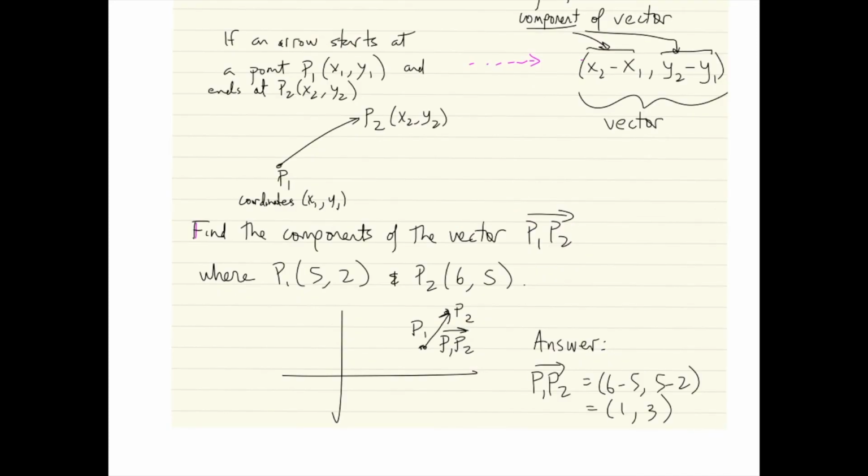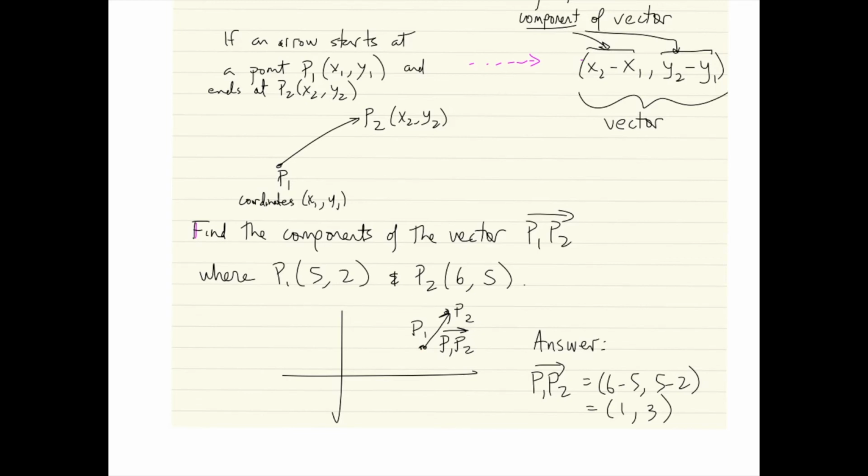Find the components of the vector p1 to p2, where p1 is the point (5, 2), so that starts somewhere here, and then p2 is the point (6, 5), so that's somewhere over here. And so p1p2 is the vector that starts at p1 and ends at p2.